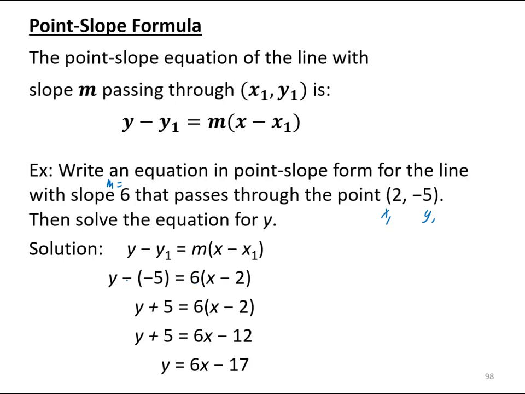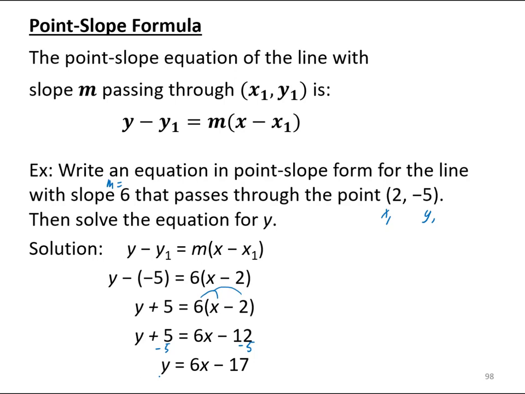Now, subtracting a negative is the same as addition, so we can rewrite that as y plus 5 equals 6 times (x minus 2). Then distributing the 6, 6 times x is 6x, 6 times 2 is 12, so we have the equation y plus 5 equals 6x minus 12. And then subtracting 5 from both sides of the equation, we have y equals 6x minus 17.